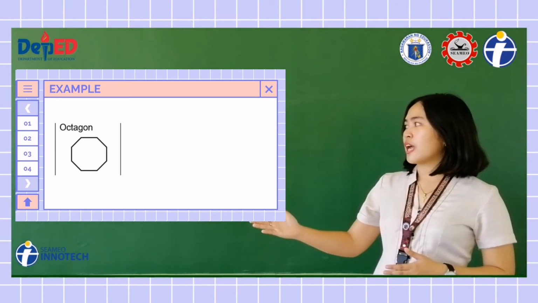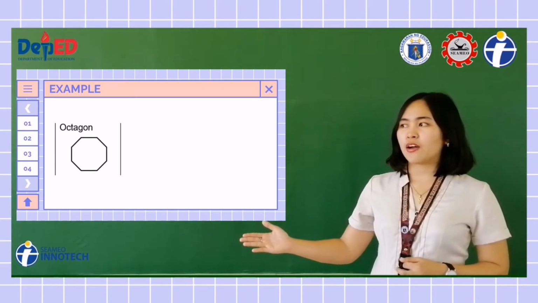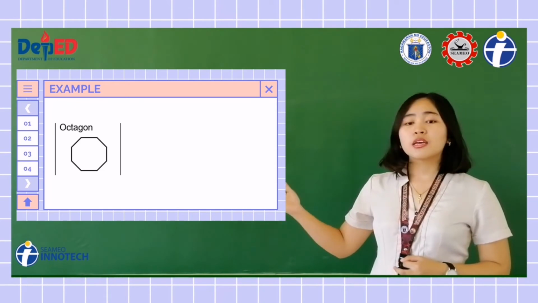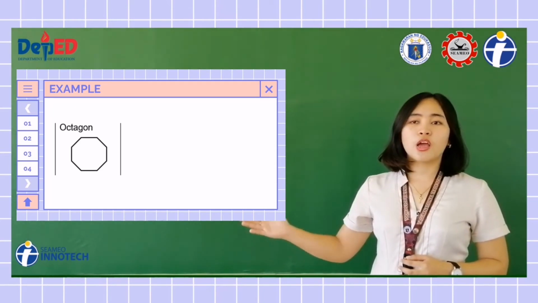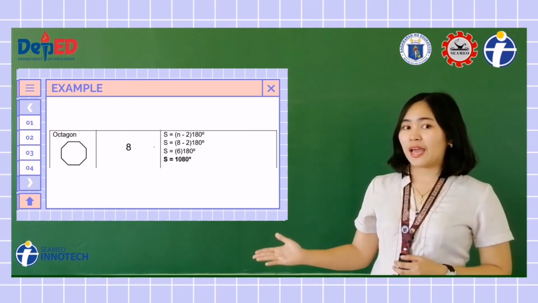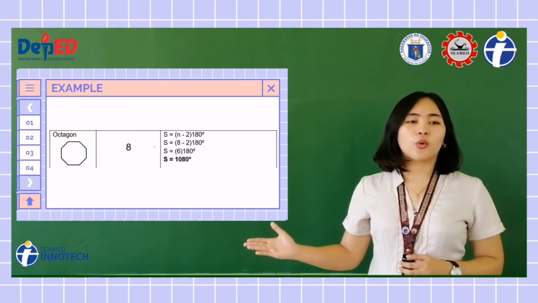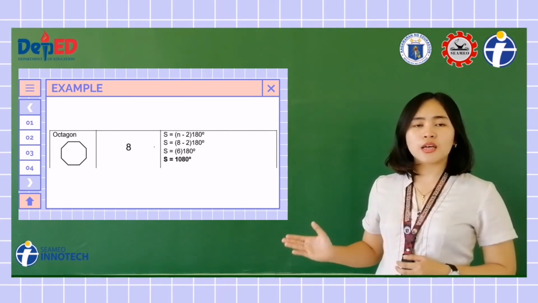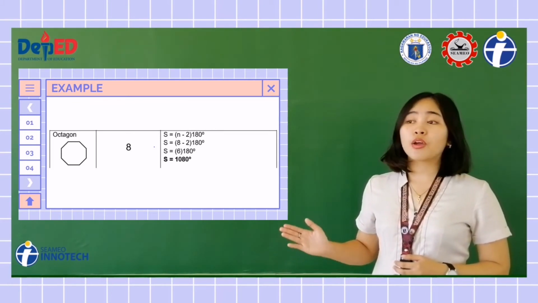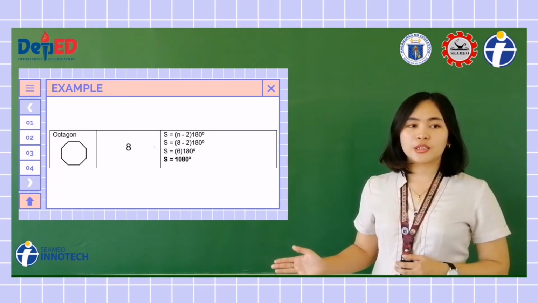So now let's have another example. We have this polygon. What type of polygon is this? Yes, very good. Octagon. Number of sides? 8. Okay, very good. Now, using the formula, what is the sum of the measures of the interior angles of a regular octagon?